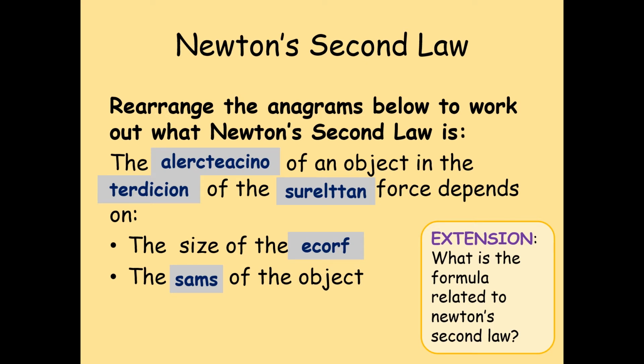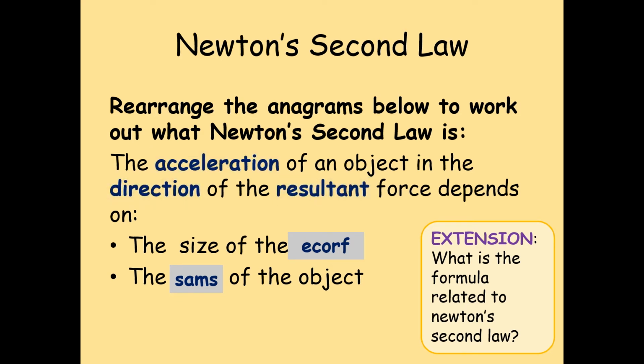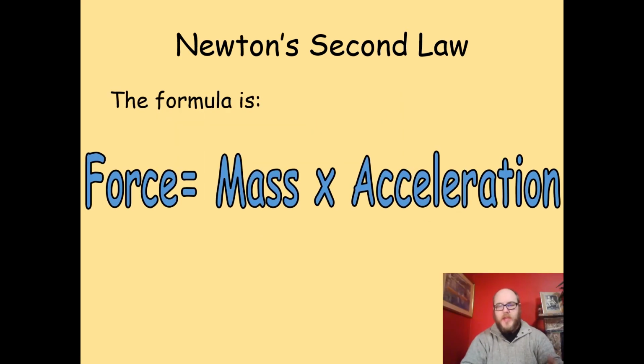Brilliant, well done. I'm sure that you've managed to get that now to say that the acceleration of an object in the direction of the resultant force depends on the size of the force and the mass of the object. There we go. And you hopefully should now have thought about what the formula for Newton's second law actually is. All right, ta-da!